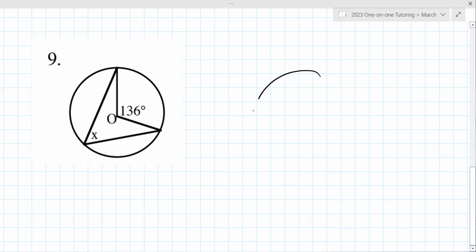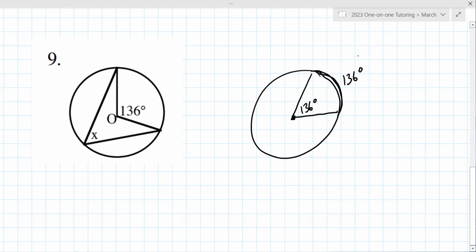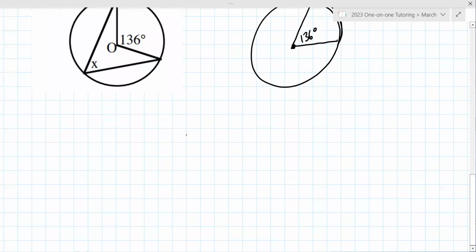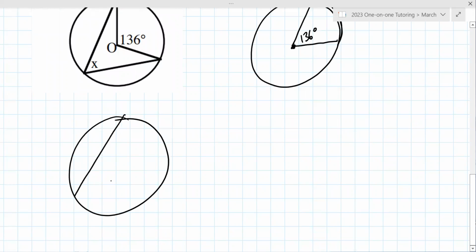So first thing here is to find the arc. If this is 136 degrees, what's the measure of the arc here? 136. Right. And then this one may require a third circle, where you say, okay, I want X, and this is 136 degrees. How do I find X? Divide 136 by 2. Yes, so it'd be X equals 68 degrees.